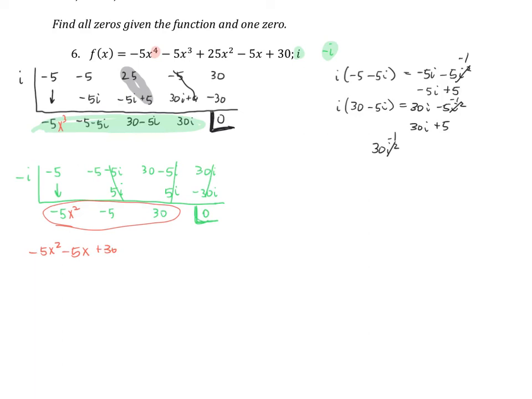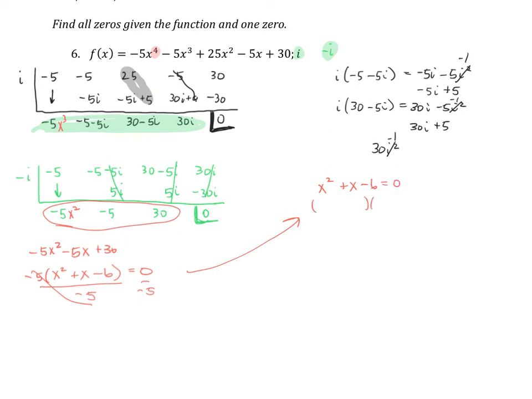Okay, and so now to find the other two zeros, we're going to have to factor that. So I can factor out a negative 5, and that will leave me x squared plus x minus 6. To find the zeros, I'm setting it equal to 0. And so if I divide both sides by this -5, that gets rid of that. So that'll make it a little easier. So I'll have x squared plus x minus 6 equals 0.